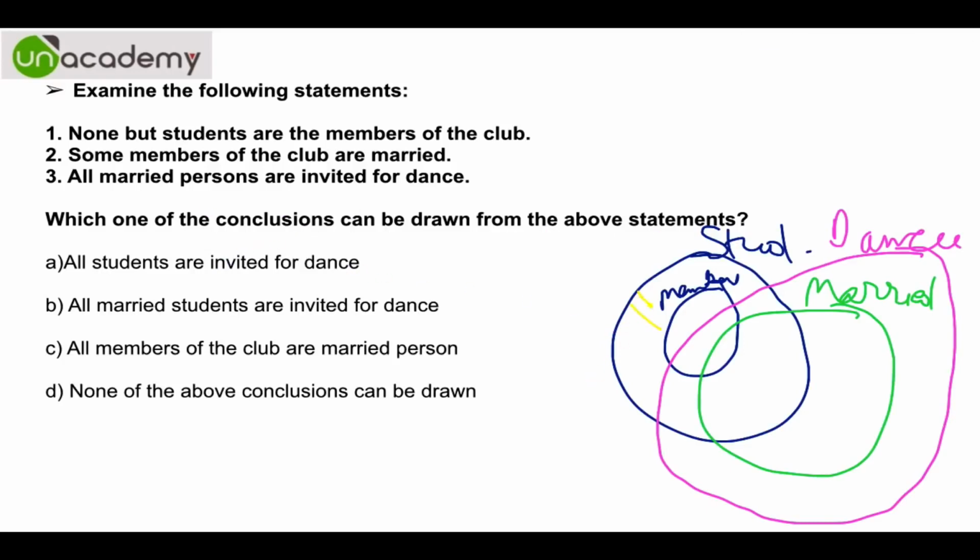So all students are invited for dance. Can you see this portion? No. So the answer is no, because this portion are students but not invited for dance. All married students are invited for dance. Obviously yes. So all the married students are invited. Answer is B. All members of the club are married person. No, this is absolutely wrong. So answer is B.